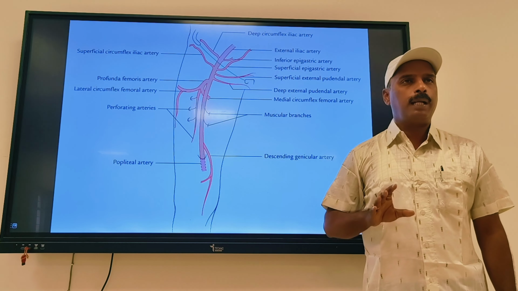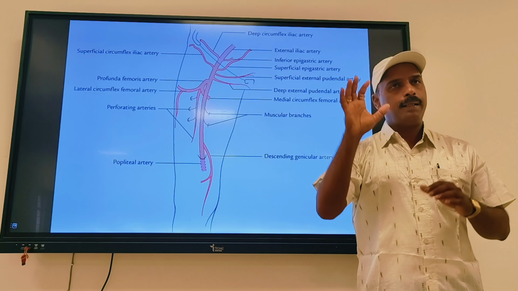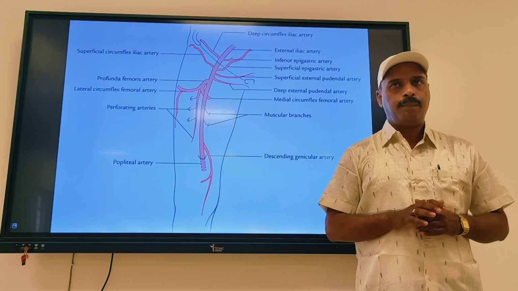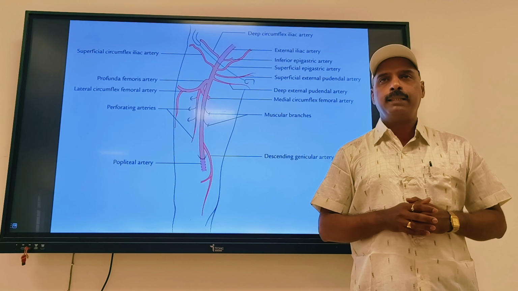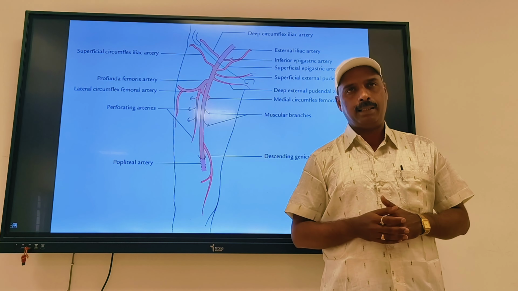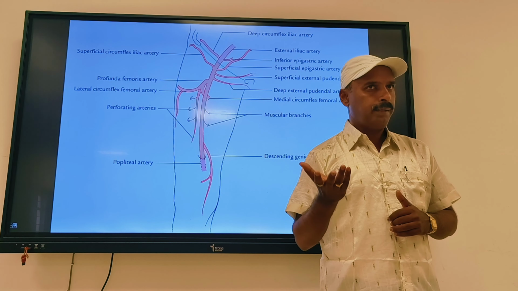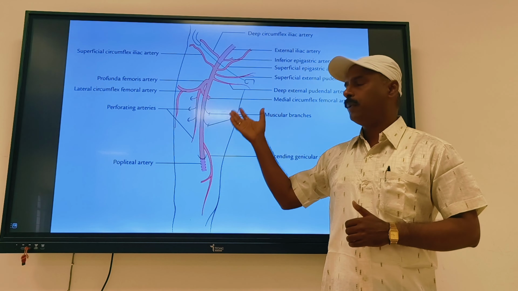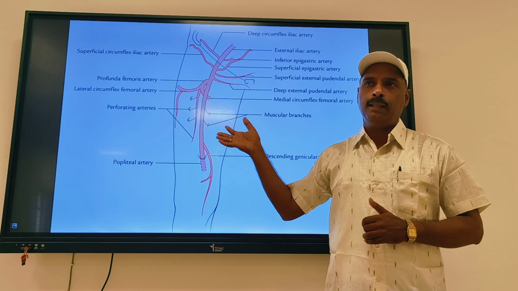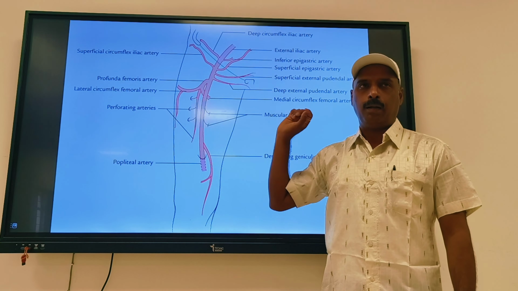So you should be able to write the 3 superficial and 3 deep branches of the femoral artery in the femoral triangle. So the question will be asked: what are the branches given by the femoral artery in the femoral triangle? One, it gives 3 superficial, 3 deep. Second one, what are the branches given by the total femoral artery? That you have to add the branches in the femoral triangle and the adductor canal.